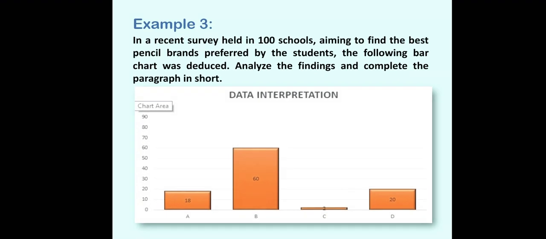Now here I have given a bar graph. In example 3, in a recent survey held in 100 schools aiming to find the best pencil brands preferred by the students, the following bar chart was deduced. Analyze the findings and complete the paragraph in short. So in this way also data interpretation may come.